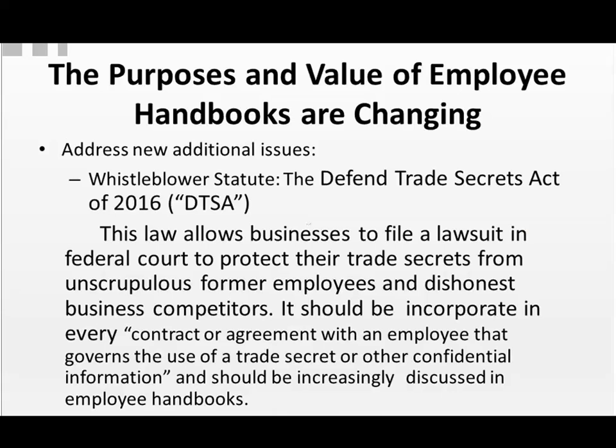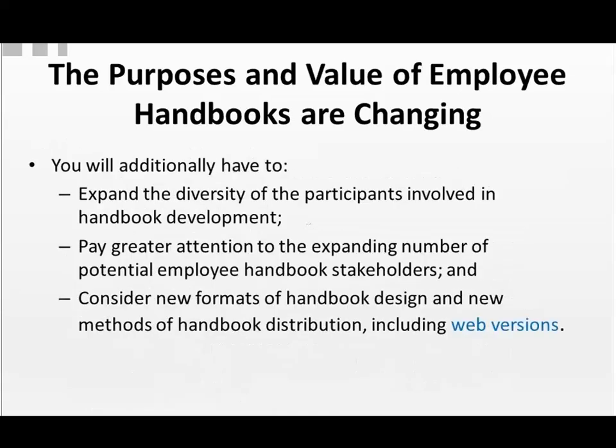And then I'll just mention that in 2016, the Defend Trade Secrets Act was passed. This law allows businesses to file a lawsuit in federal court to protect their trade secrets from unscrupulous former employees and dishonest business competitors. It should be incorporated in every employment handbook. So your contract or agreement with the employee that governs the use of trade secrets or other confidential information should increasingly be discussed in your handbook. If you don't have this discussed in your handbook now, under work rules or perhaps a separate category, it's something you need to think about as another development in employee handbooks.